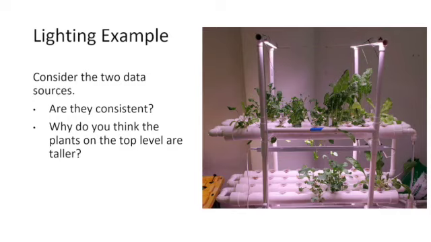So why do you think the plants on the top level are taller? Your prediction was that they would stretch towards the light, because plants need so much light energy, so they want to get closer to the light. This light is artificial, so they're maybe not getting the same amount of energy as they would outside in the sun. It's like they're being starved, if you will, of light. Therefore, they're trying to get closer so they can get more of that light energy.